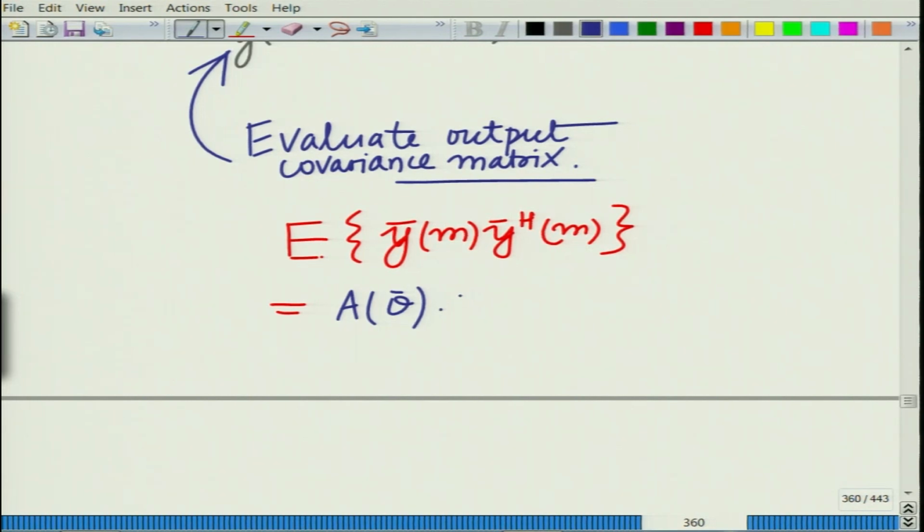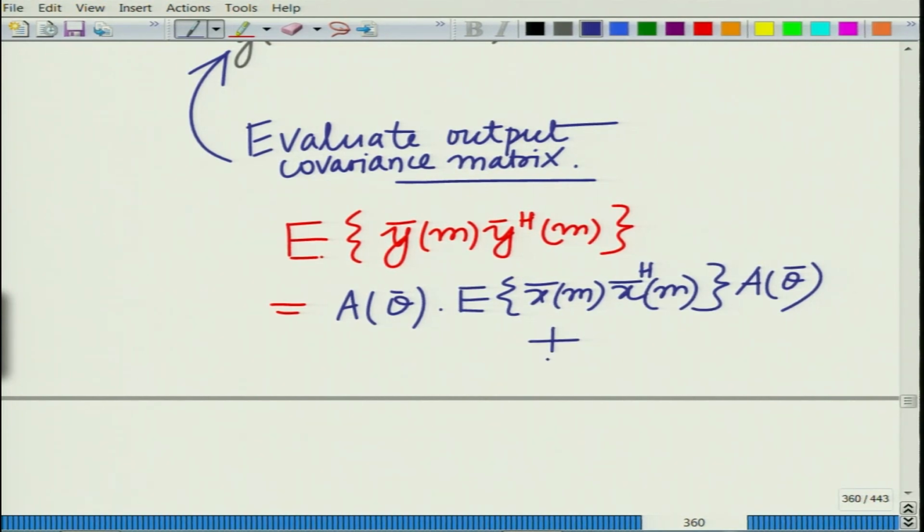times expected value of x bar m x bar Hermitian m times A theta bar Hermitian plus expected value of n bar m n bar Hermitian m.